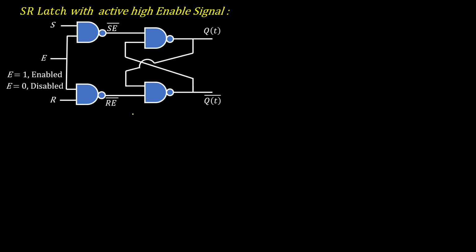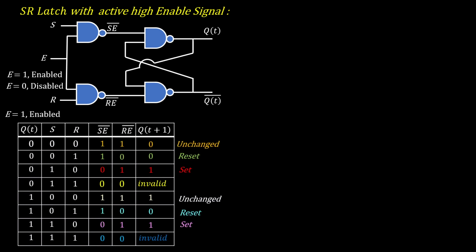Now we will make the state table for SR latch with active high enable when enable signal is 1. See, if enable signal is 1, then SE bar is S bar and RE bar is R bar. So this entire circuit will act normally. So this will act as a normal SR latch. Same state table.